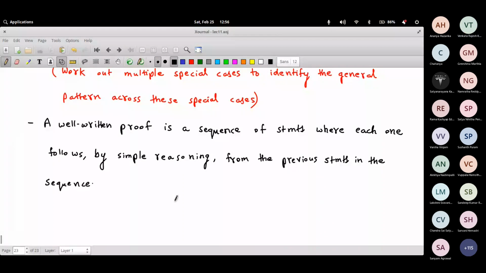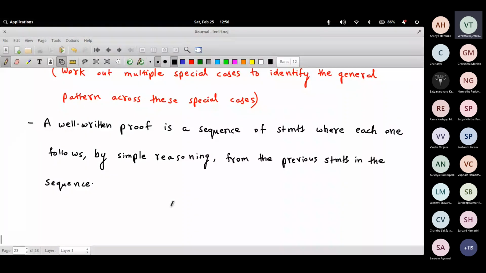Right? So this is something which I already mentioned, but proof technically is the same, but sometimes it may not be a well-written proof. All right. A well-written proof should be evident. It should be evident not only to you, but to anyone who looks at it. And there should be no gaps.